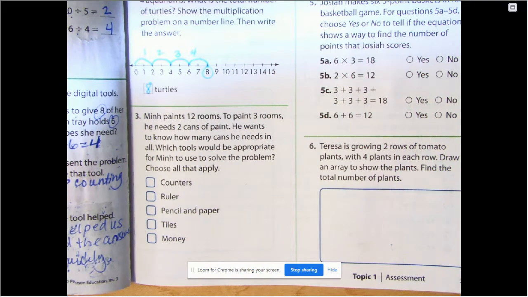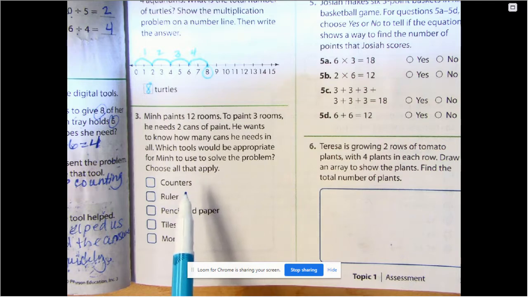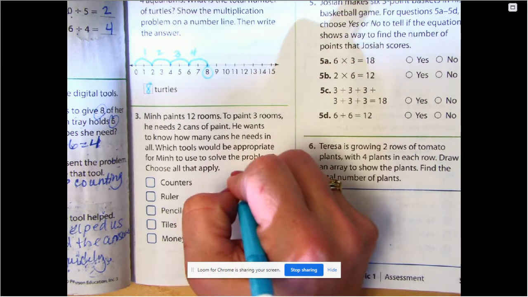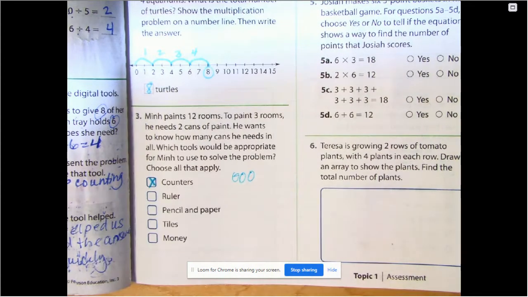Min paints 12 rooms. To paint 3 rooms, he needs 2 cans of paint. He wants to know how many cans he needs in all. Which tools would be appropriate for Min to use to solve the problem? Choose all that apply. If we're going to try to figure out how many paint cans he needs to get, could we use counters? Those like where we're making circles, those little counters. We could use that. That would work. How about a ruler? Would a ruler help us?